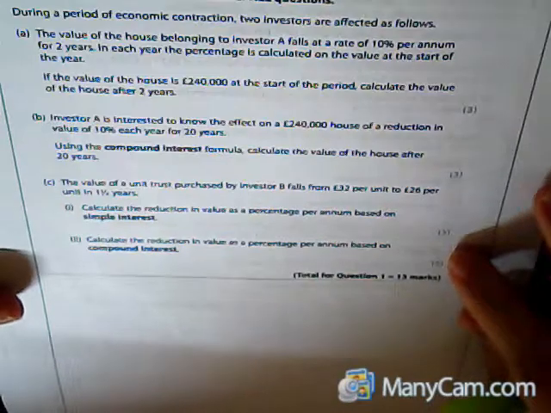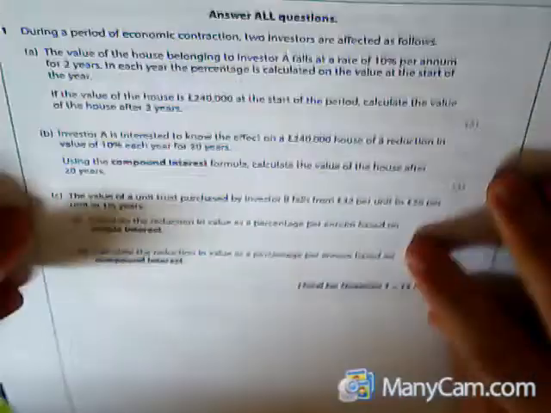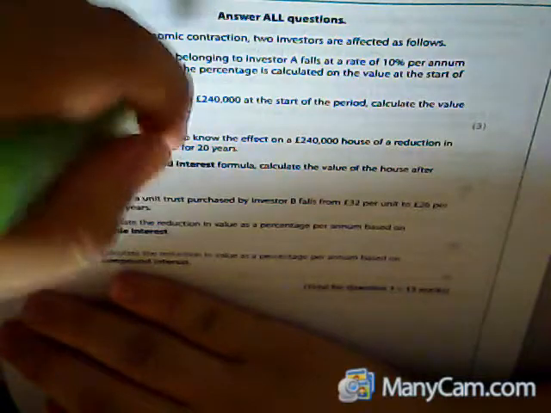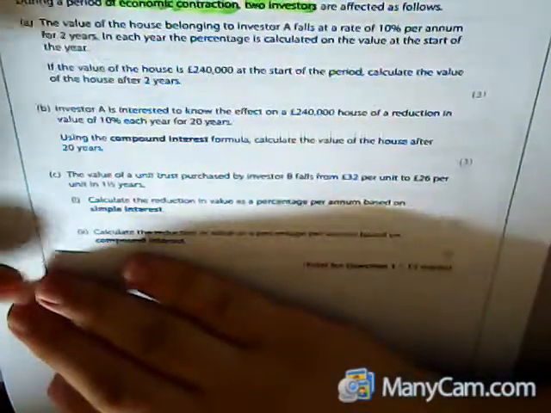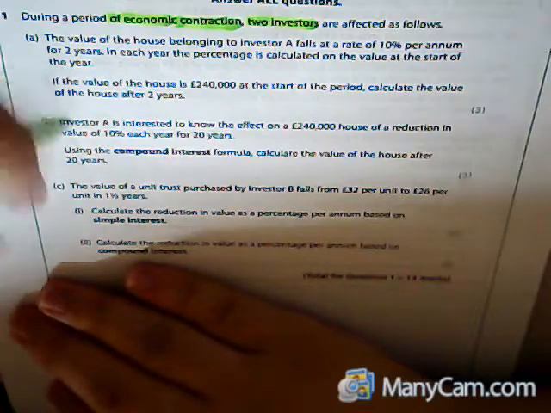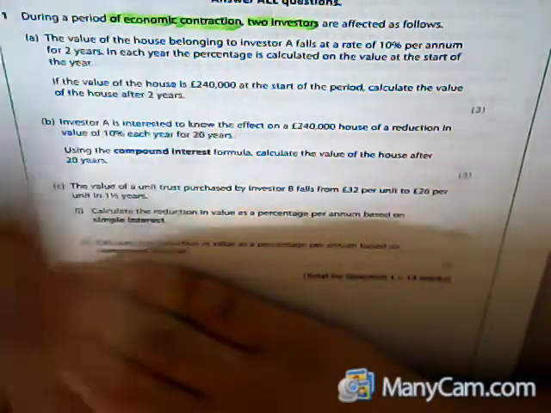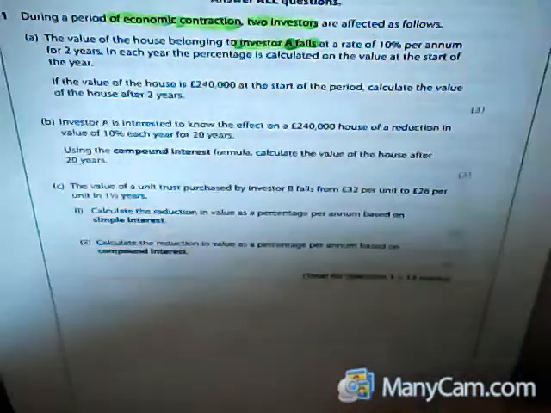Now, so we discuss our exam question. It's saying during the period of economic contraction, two investors are affected. Look at A. It says the value of the house belonging to investor A falls. Falls means what? It's a decrease.